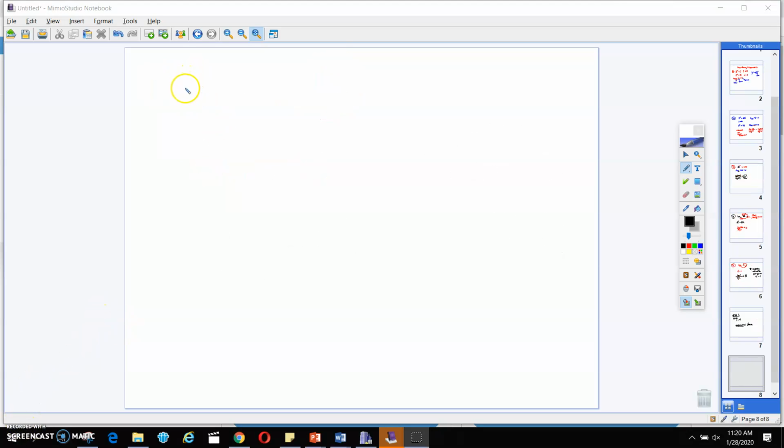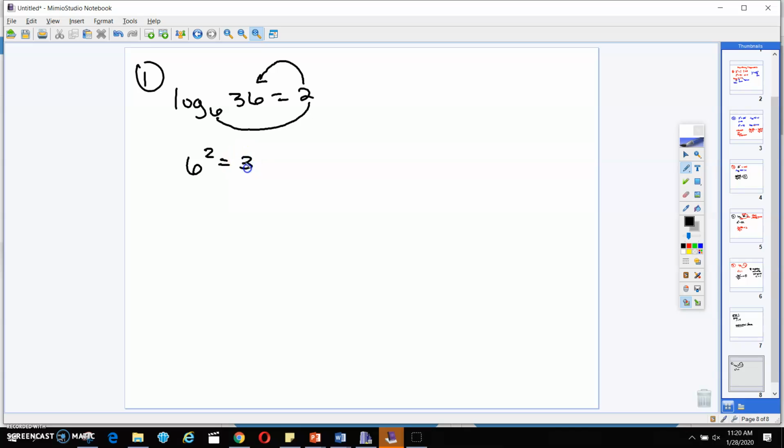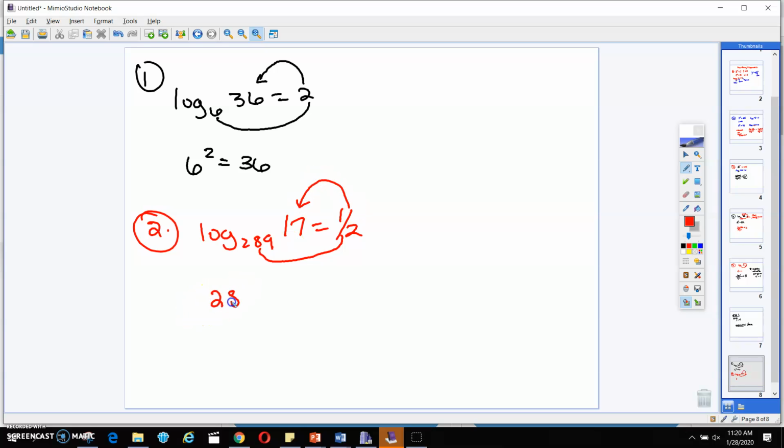Okay, so on that next page, we've got log base 6 of 36 equals 2, right? The way to write this in exponential form is we're going to take 6, raise it to the second power, and set it equal to 36. So 6 to the second power equals 36, which we know is a true statement. Let's look at number 2. It says log base 289 of 17 equals 1/2. So the way to write this in exponential form is to take 289, raise it to the 1/2, and set it equal to 17. If you plug that into your calculator, you're going to get 17, right?